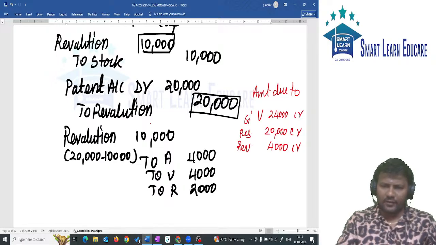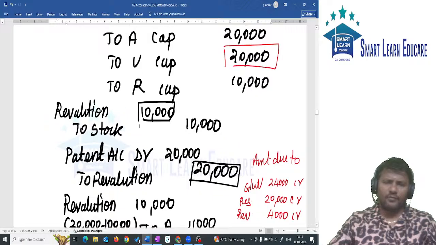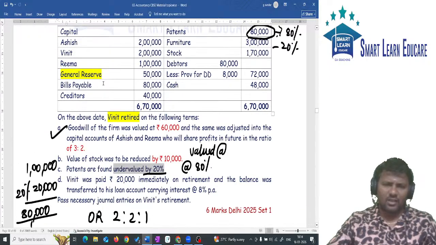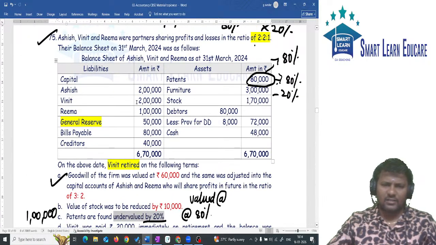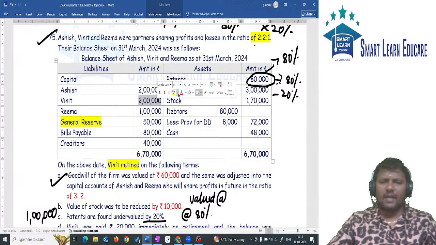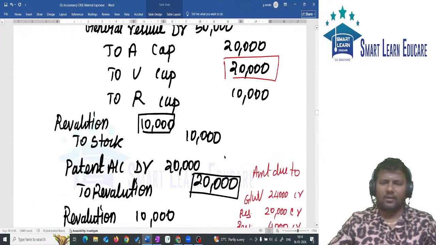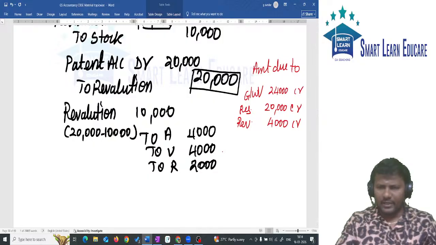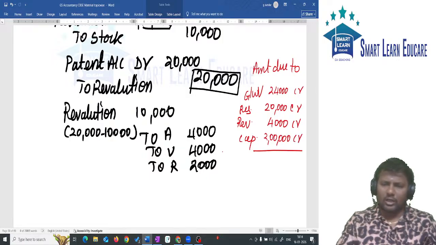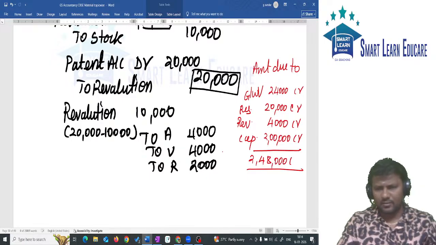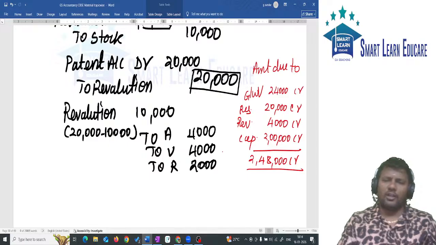First one is goodwill. Also we have capital credit balance. What is V's capital credit balance? It is 2 lakh. That amount also is to be taken. Now total all the amounts. How much will you get? 2,48,000 credit balance.